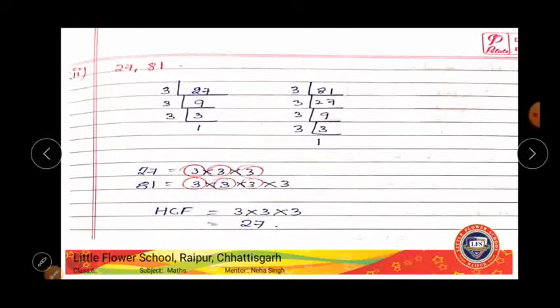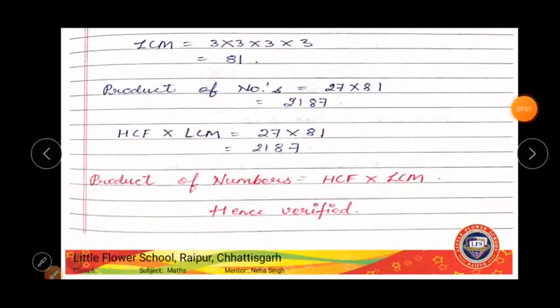In the next question, again this only, first question second part we have solved. Same thing we have to do. 27 and 81, we'll find the prime factorization, right? After finding the prime factorization, we will find the HCF, then we'll find the LCM, right? And then we are going to verify whether the product of HCF and LCM is the same or not. HCF into LCM we'll find and the product of numbers we'll find. Then we'll verify whether both are the same or not.